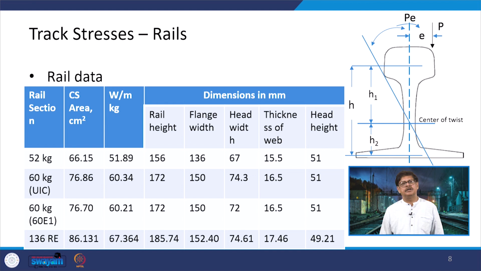This is the information with respect to the various characteristics which we are considering here. Say for a 52 kg rail section, the cross sectional area is 66.15 centimeter square, the weight per meter is 51.89, height is 156 mm, the flange width is 136, the head width is 67 mm, thickness of the web is 15.5 and the height of the head is 51 mm. So, these are the different values for different sections already given here.